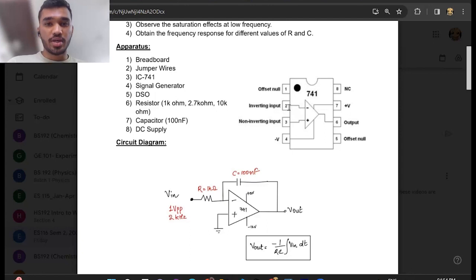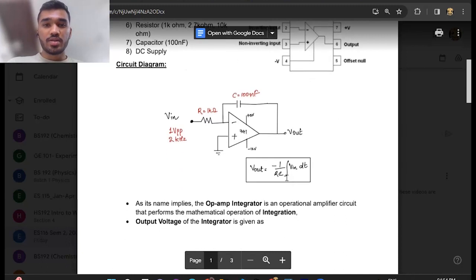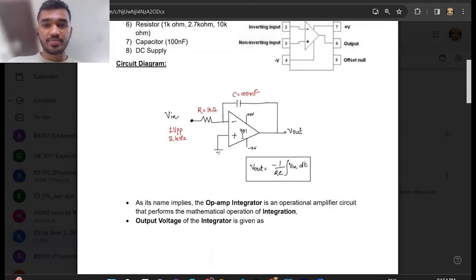Here you can see the inverting input at pin 2 and pin 3 is the non-inverting input, and pins 7 and 4 are the power supplies, and 6 is the output. Pins 1 and 5 are the offset nulls, which are optional. We are not using them here. And this is how the integrated circuit looks.